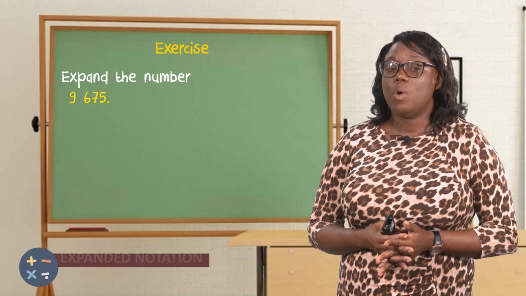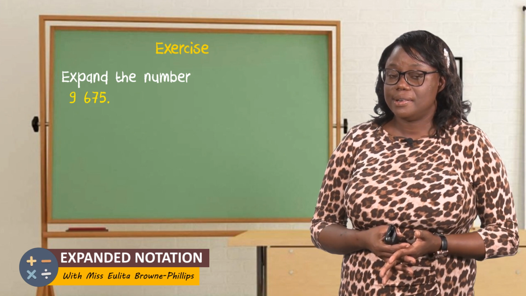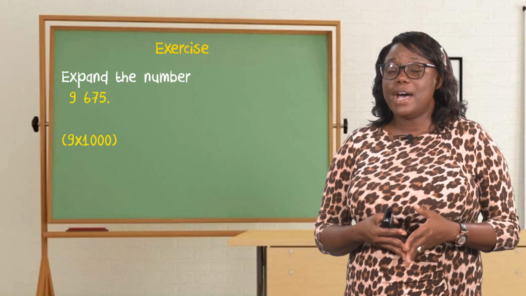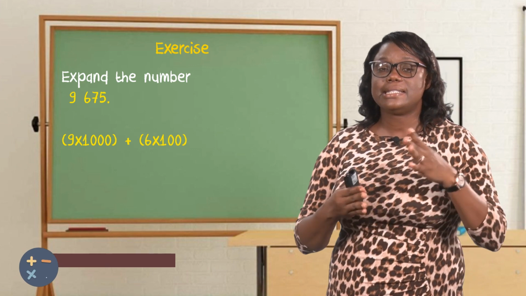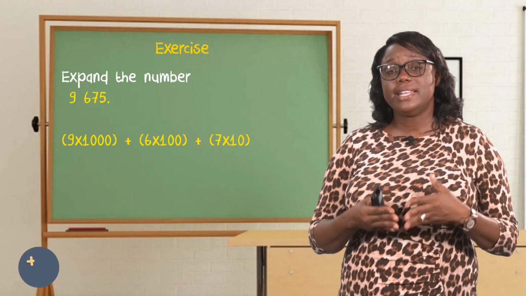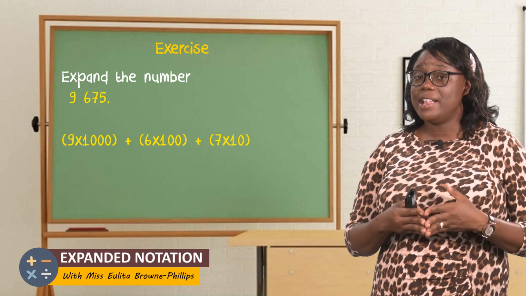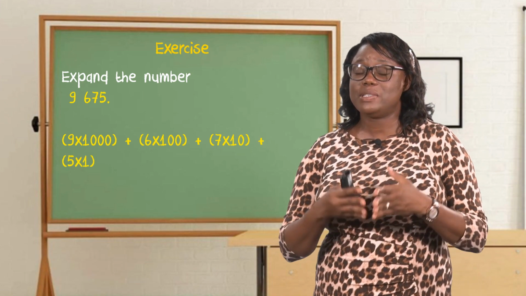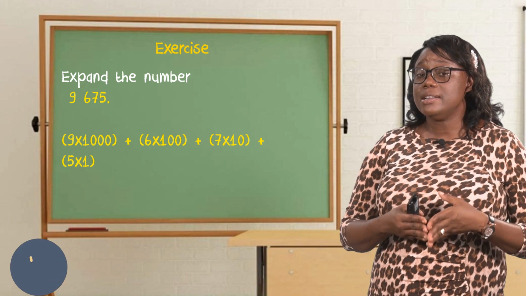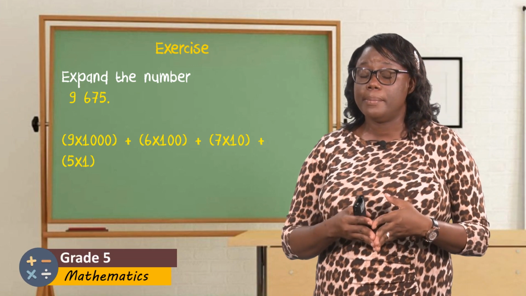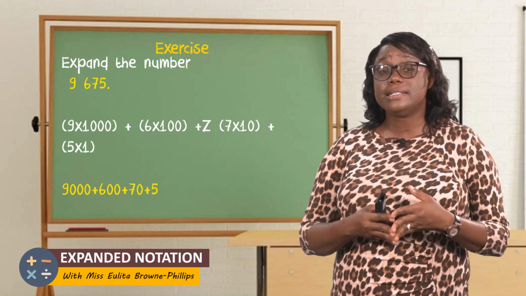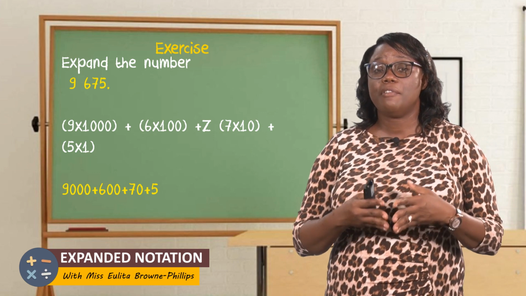9,675. What is the value of the 9 there? 9 times 1,000. What is the value of the 6 there? 6 times 100. What is the value of the 7 there? 7 times 10. What is the value of the 5? 5 times 1. So let's work it out now. The number 9,675 in its expanded form equals 9,000 plus 600 plus 70 plus 5.